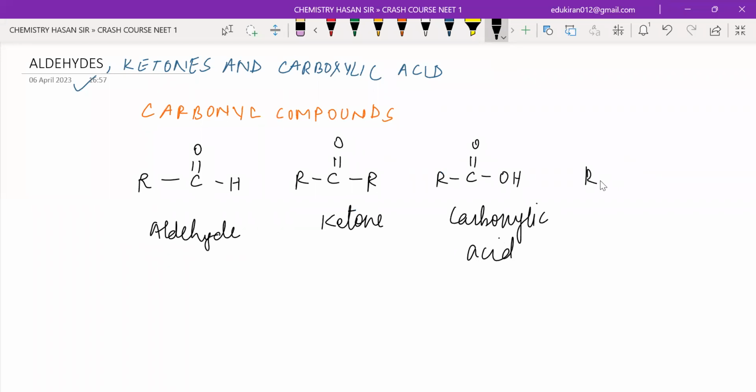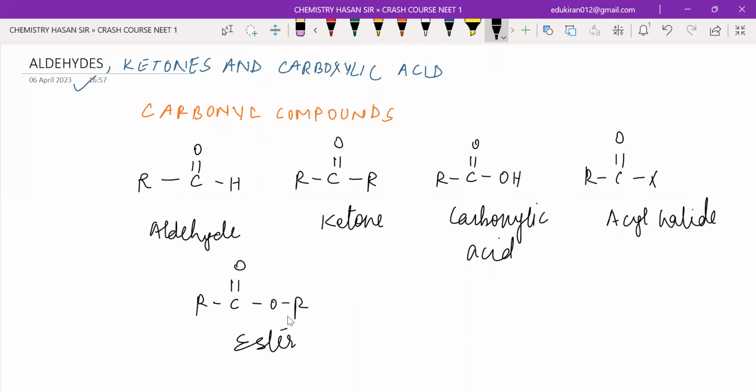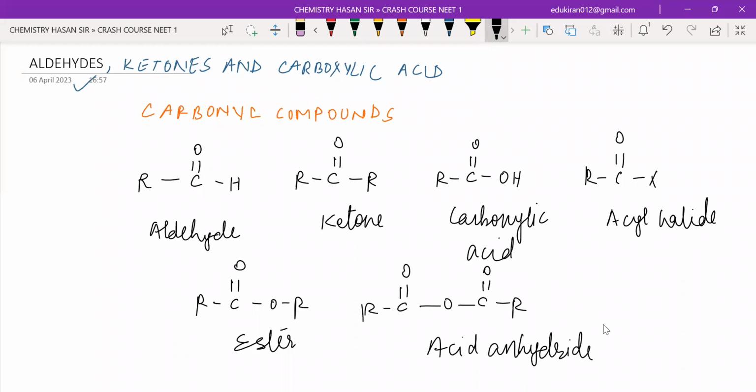There are a lot of carbonyl compounds. You can take this, which is acyl halide. Then comes RC double bond O, OR, which is ester. Then comes RC double bond O, C double bond OR, which is acid anhydride, which also comes under carbonyl compounds. So I hope you are aware of all these functional groups, right?